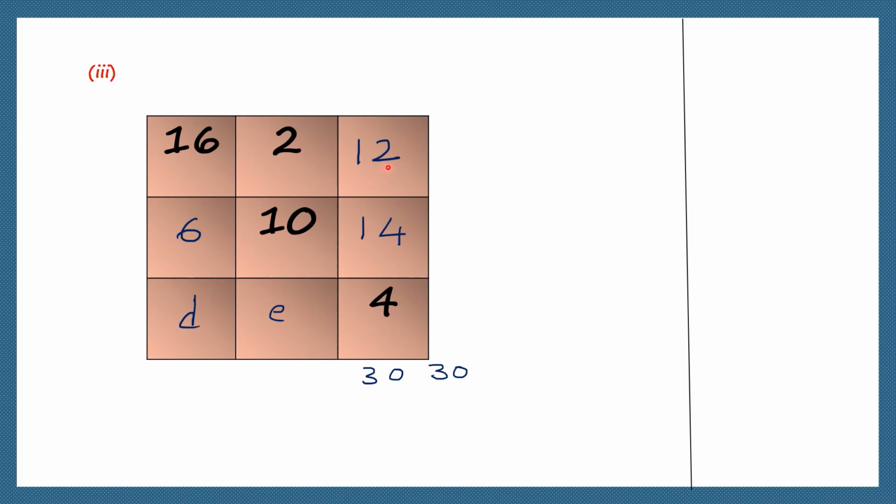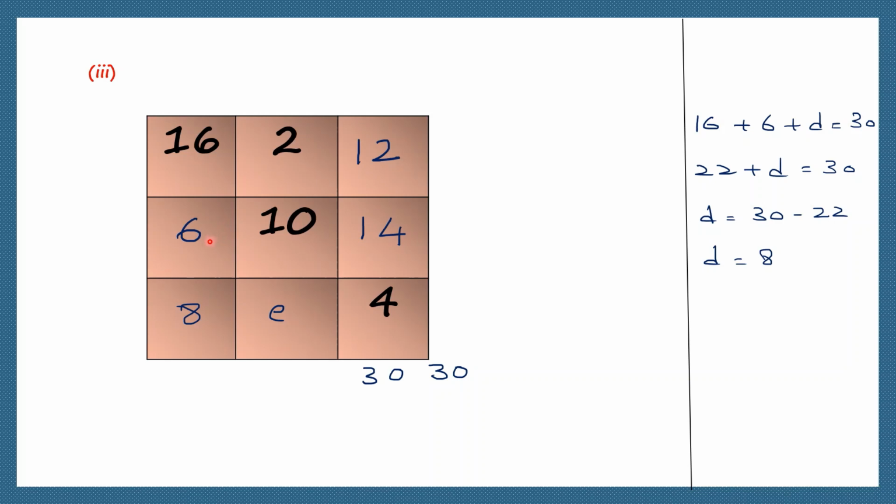So now we have found the values of A, B and C. Let's find the value of D. Now we can't do it this way because there's another unknown value here. Now this one, we can take this column. 16 plus 6 plus D should be equal to 30. 16 plus 6 is 22. 22 plus D is 30. So D will be equal to 30 minus 22. D will be equal to 8. So now we have found the value of D. Let's write it down there. D is 8.